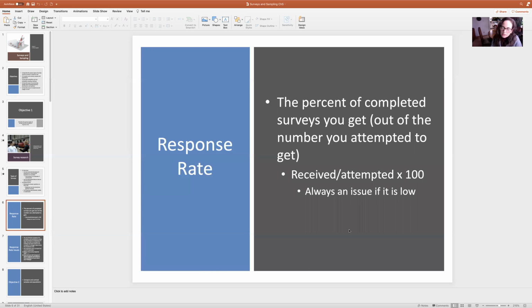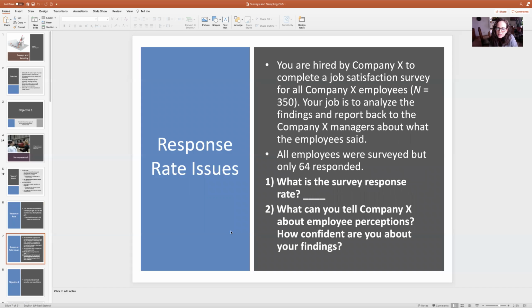Okay, so what is this issue of response rate? The percent of completed surveys that you get out of the number that you attempted to get is called your response rate. And we could calculate that by the number you received versus the total number that you handed out, times 100. And if that number is low, for example, let's say your response rate is 20%, that means only 1 out of every 5 people answered your questionnaire, which is a real problem. And I'll describe why. If you have very few people answering your questionnaire, you can't tell whether those people are representative of the population. So if you want to do a little activity on this, do pause here and you can see how you can reason out that activity.